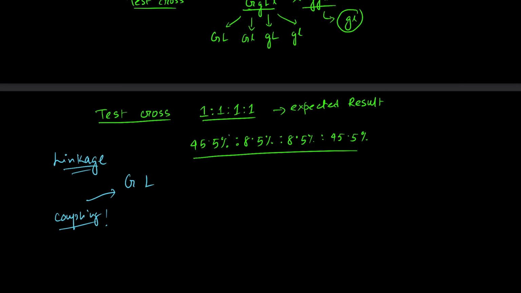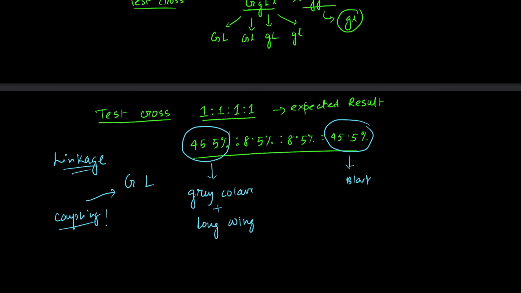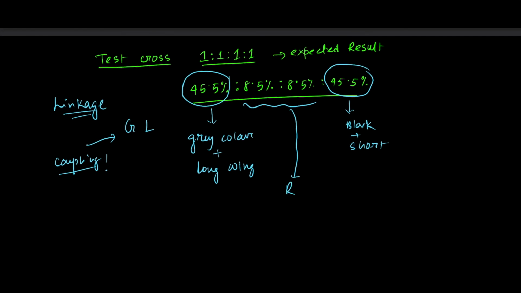That is why the progeny which have been produced have characteristics like those of the parents, which includes that the majority of the offspring have gray color plus long wing, and black color plus short wing. And there are very minute numbers of recombinants produced, so we can neglect that.